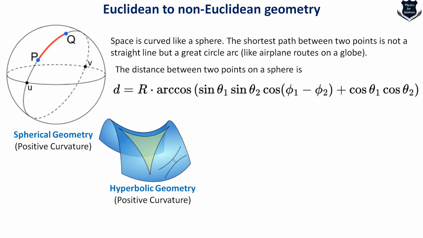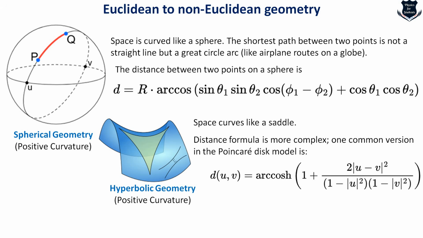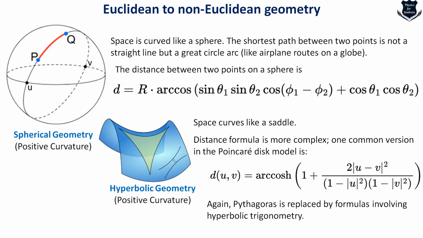And we also get another type of geometry which is called hyperbolic geometry, and this is something which is called negative curvature. It is a saddle shape kind of geometry. Here you can see the distance formula is a little bit more complex. I have only taken the common version which is used in the Poincare disk model, which is the arc cosh hyperbolic. So again, as you can see from here, the Pythagoras' theorem is replaced by formulas, because that one is a spherical geometry and this one is a hyperbolic geometry. I apologize for writing hyperbolic geometry as a positive curvature, but definitely it is a negative curvature geometry.